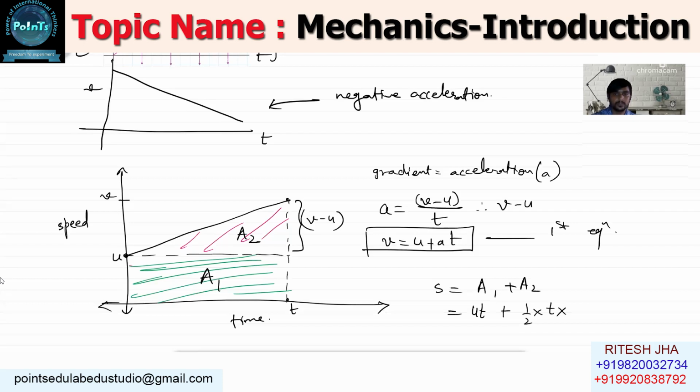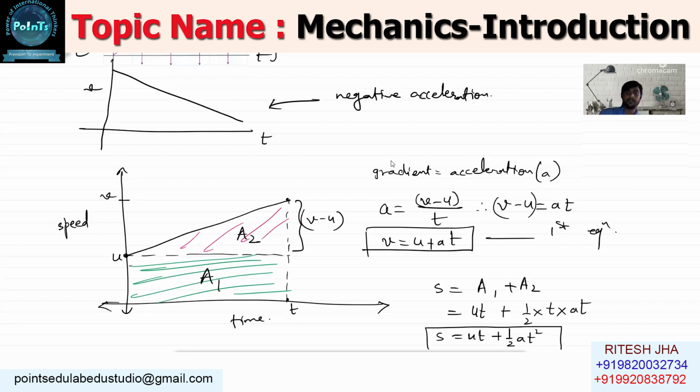Acceleration is displacement over time, right? V minus U, making the V minus U the subject of formula, is at. So I can simply write at, isn't it? So this becomes ut plus half at squared.